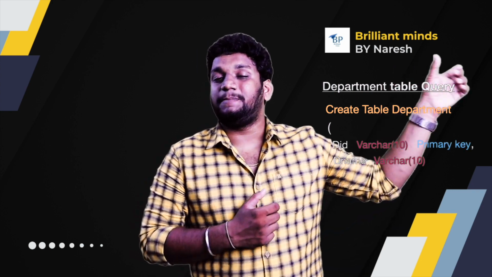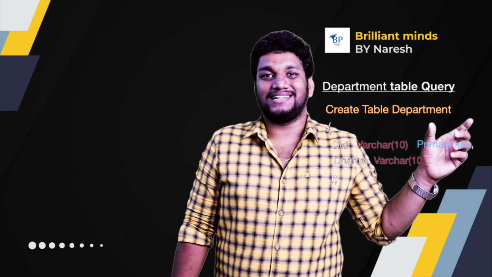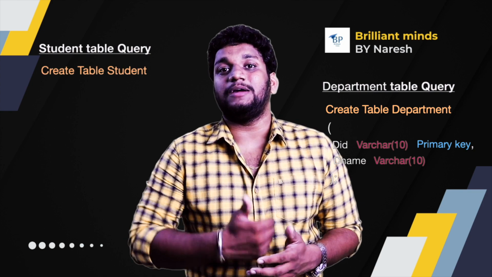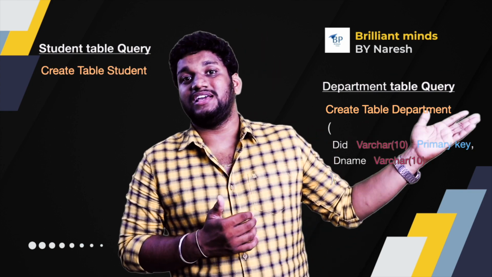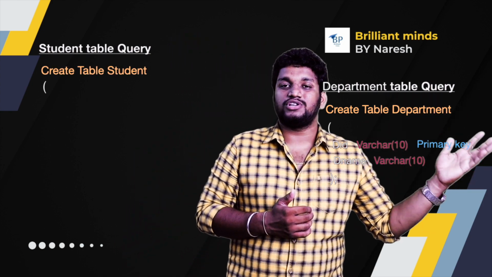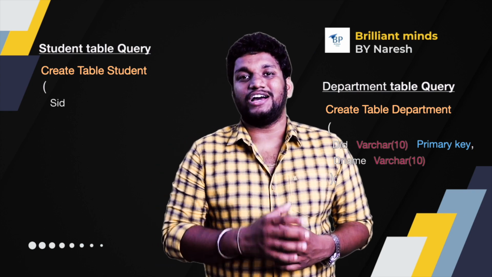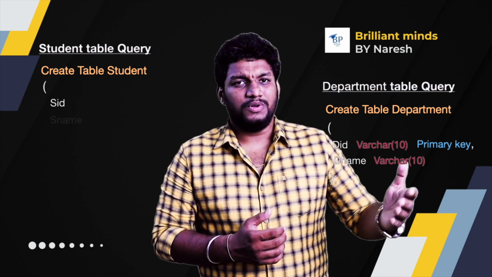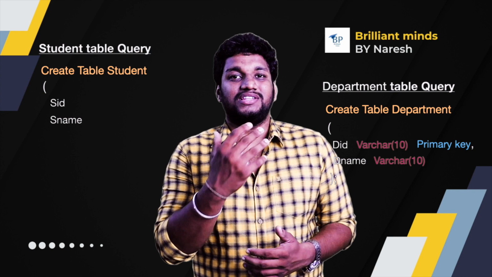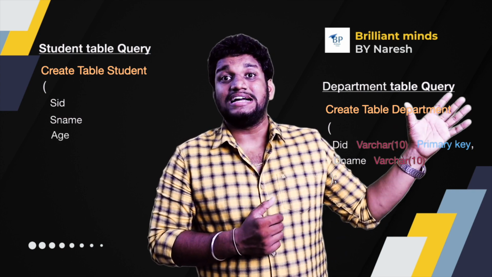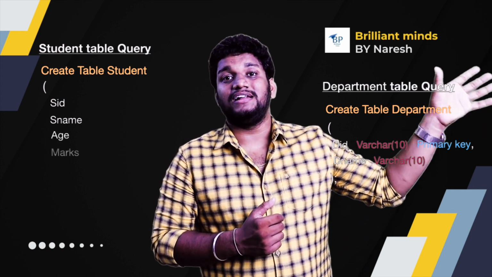Now next I'll give the constraint name. For department ID, what constraint can I use? Primary key constraint. Next for department name, I have to give a data type again. For department name also, I'm using varchar of 5. Now I'll close the braces with a semicolon. This is the department table query.